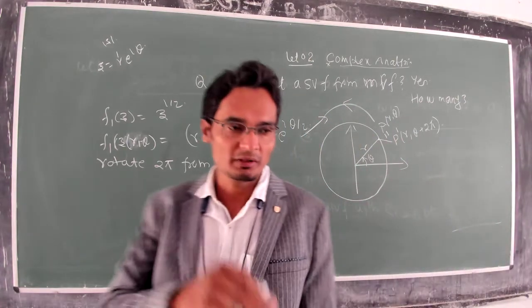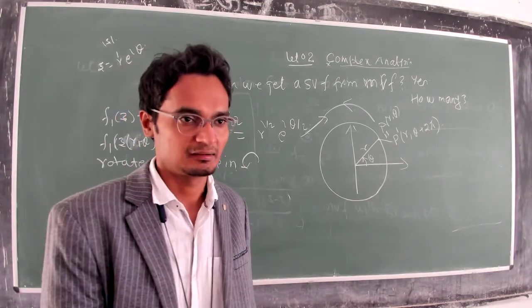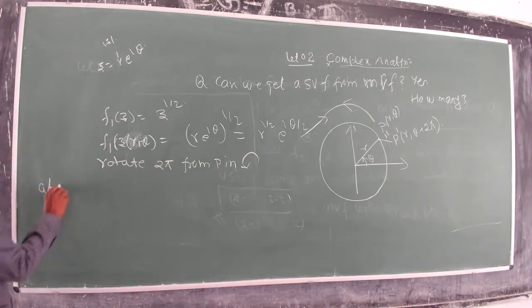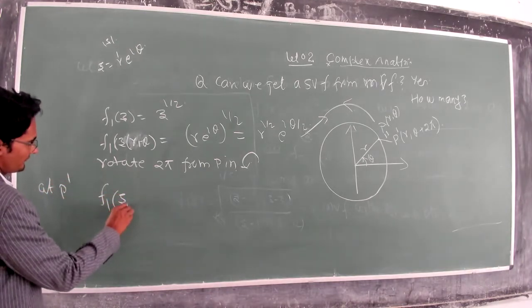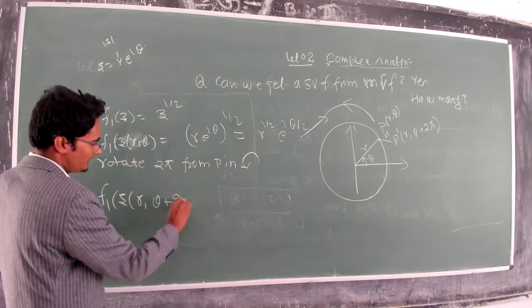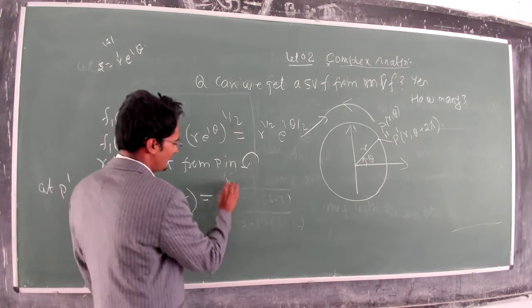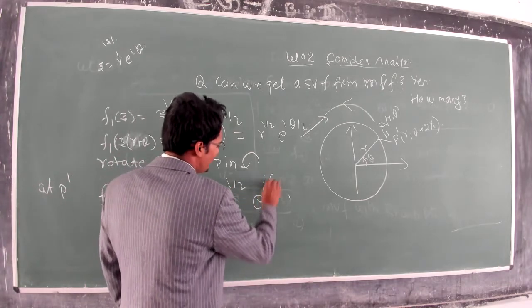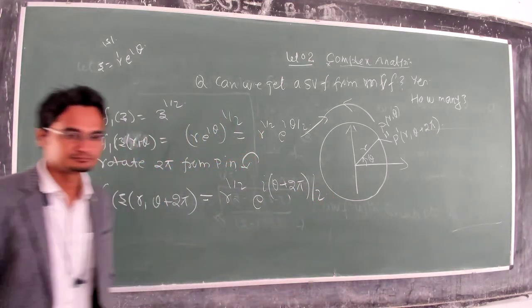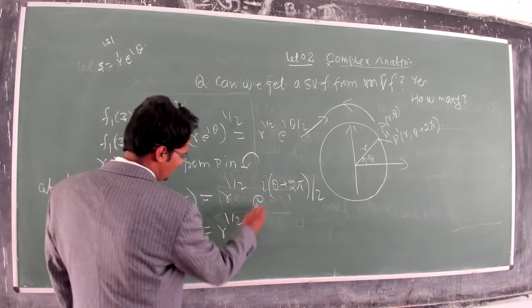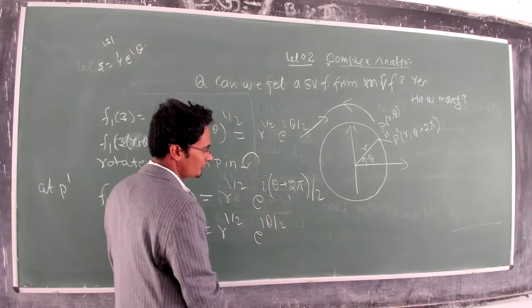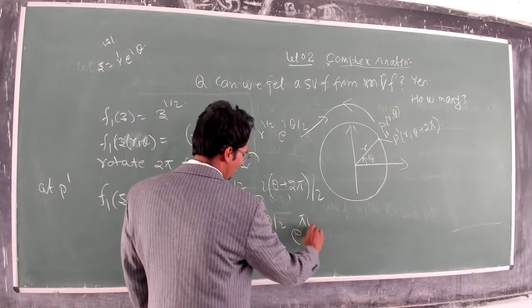Like you came from your home and now you go back again, you will be at the same point, right? So this is the position at P. Now at P dash, f of r, theta will be, because you had rotated 2 pi, theta plus 2 pi. So this will come out r raised to power half e raised to iota, replacing theta by theta plus 2 pi. Alright? This will be r power half, this will be e power iota theta by 2 into, if you remember, 2 will be cancelled out, this will be e power pi i.